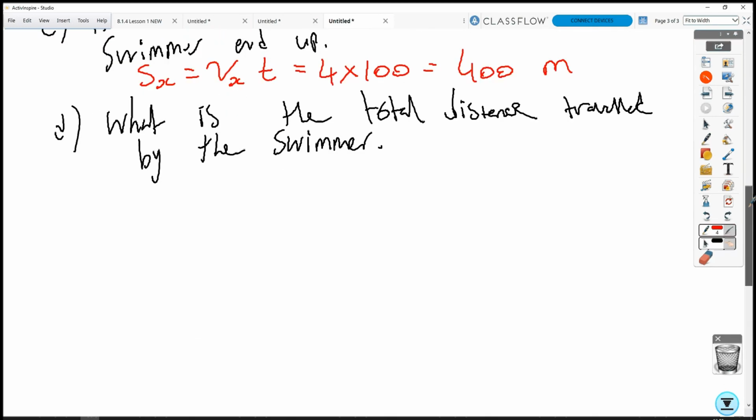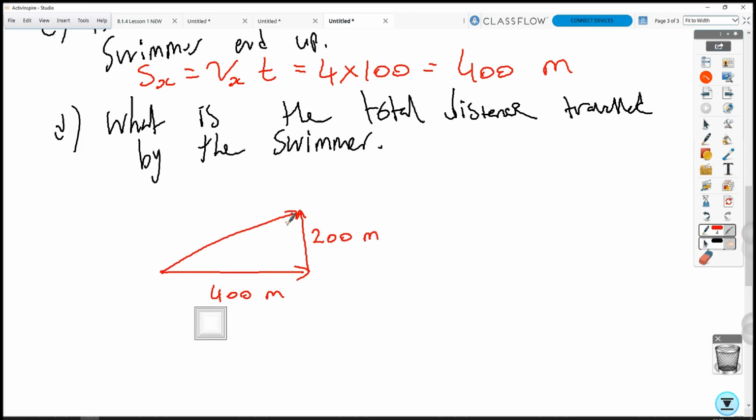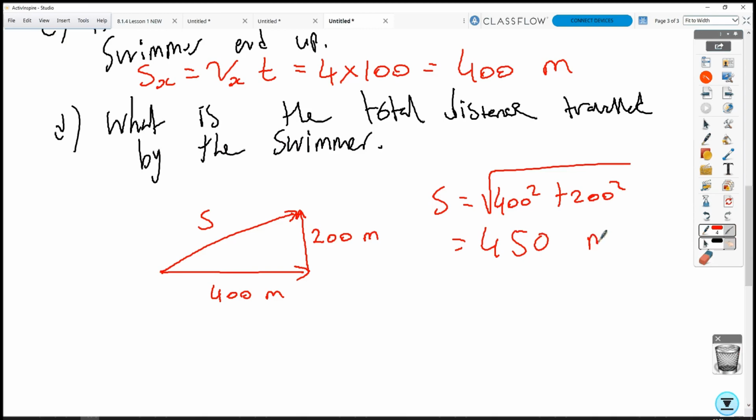And then finally, the total distance traveled by the swimmer. So the swimmer moved horizontally by 400 meters and vertically by 200 meters. So the total distance he's moved is just a resultant of those. So S is equal to the square root of 400 squared plus 200 squared, and that equals 450 meters.